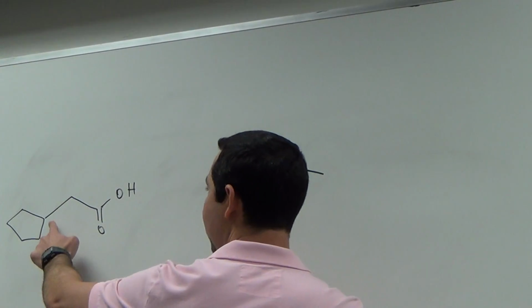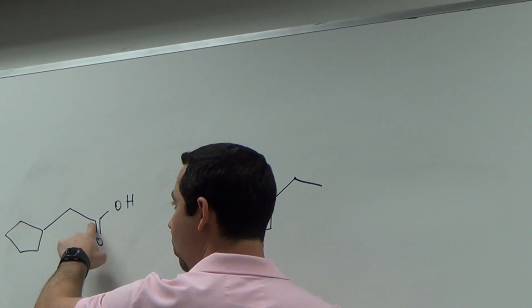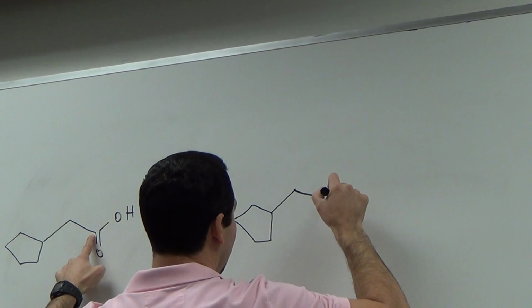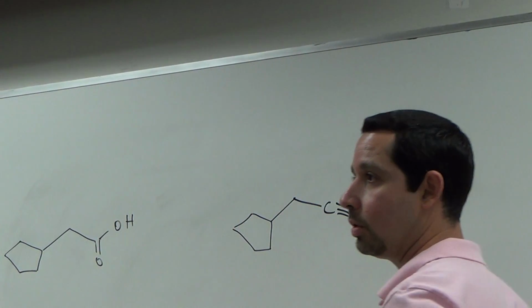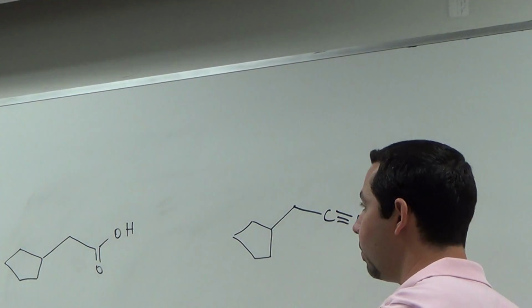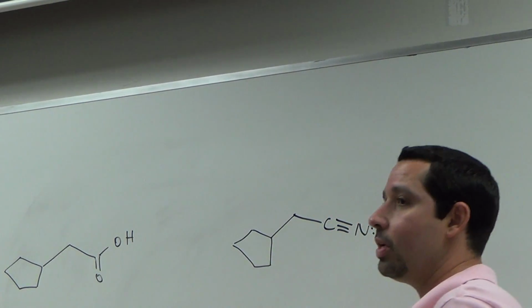Which nitrile did this come from? Okay, so you count. How many carbons after this ring here? 1 and 2. The nitrile will begin here. It will be a triple bond to this, yes? I asked which nitrile did this come from? And this nitrile came from which alkyl halide?